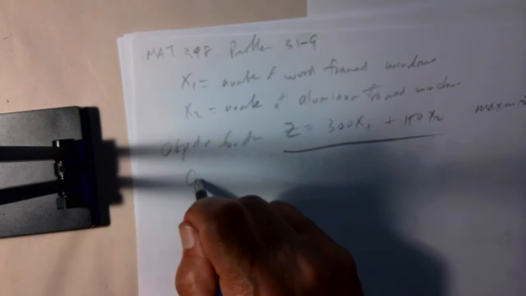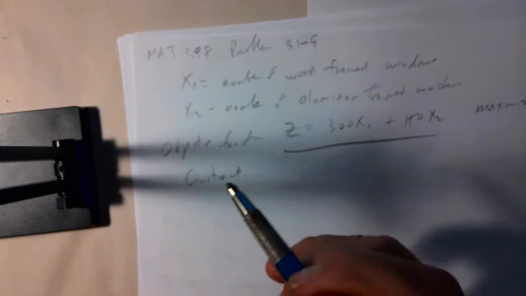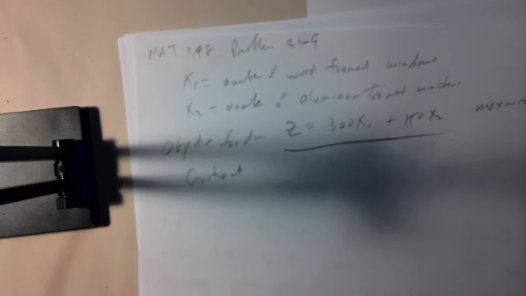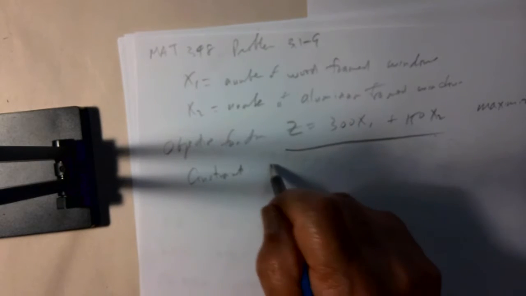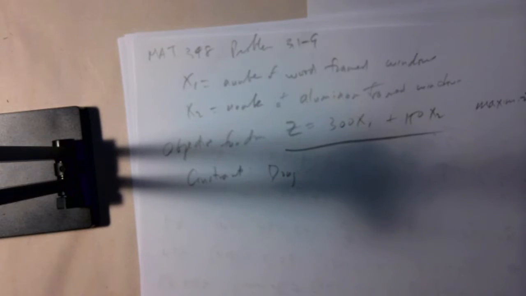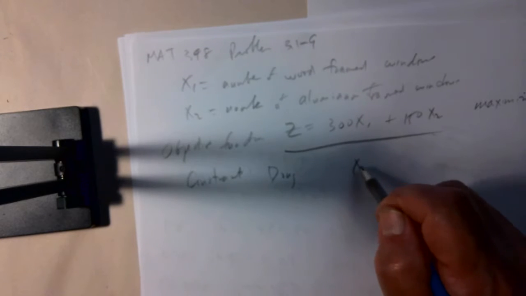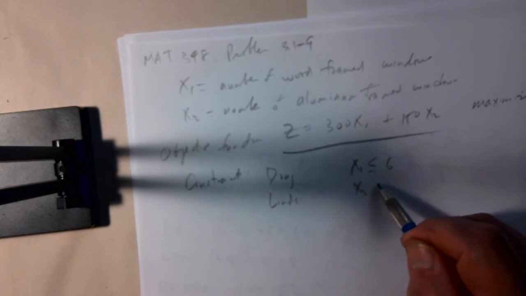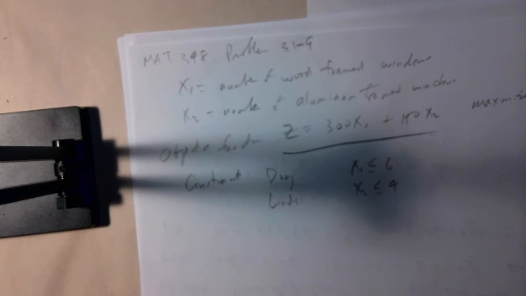So what are the constraints? You want to know how many windows to produce each day? Well, Doug can only make at most 6 wood frames a day. So X1 can't be any bigger than 6. Linda makes the aluminum frames, and she can't make more than 4 a day. So X2 is at most 4.